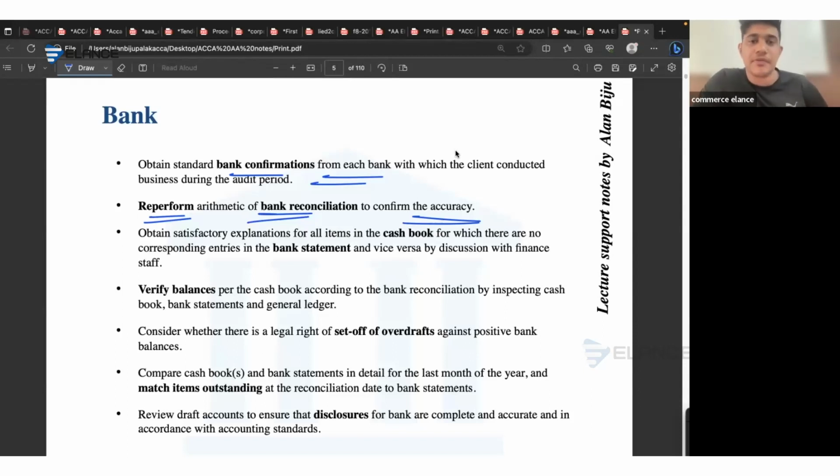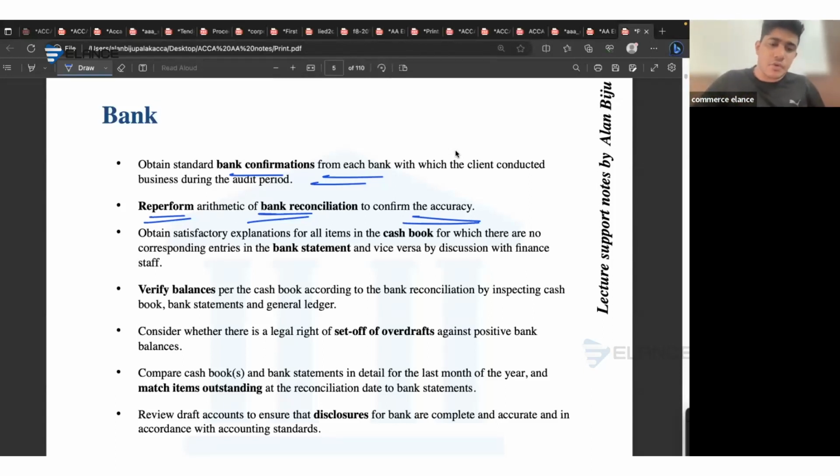You can only reperform something if it has already been performed by somebody else. So if it is not done, you cannot do that. So you have to read the scenario properly. You have to check whether the client has already prepared the reconciliation statement or not. If they have prepared the reconciliation, you can ask to reperform that.